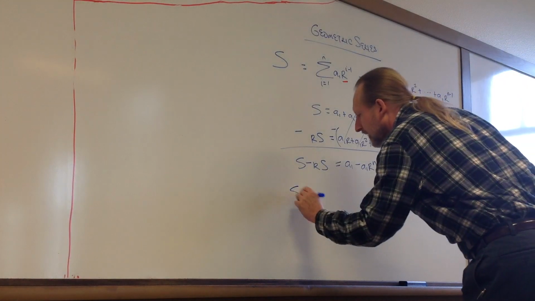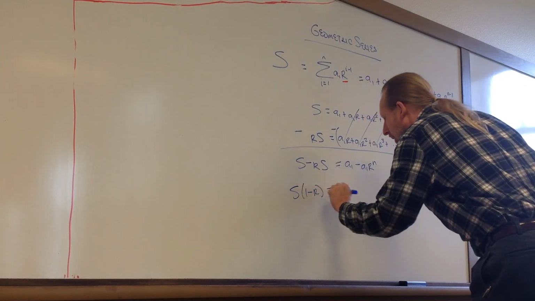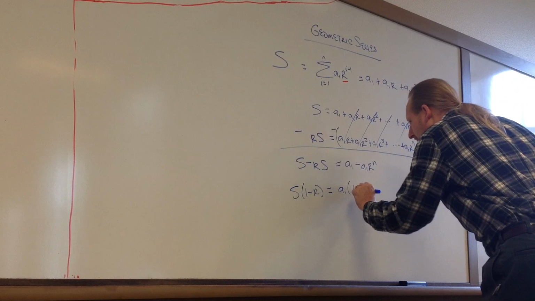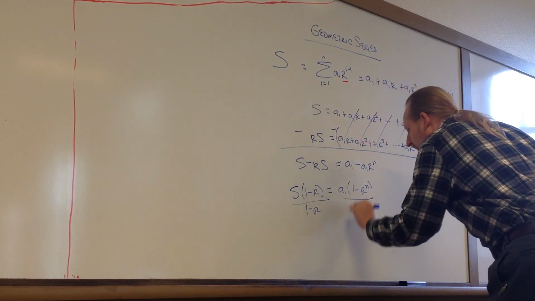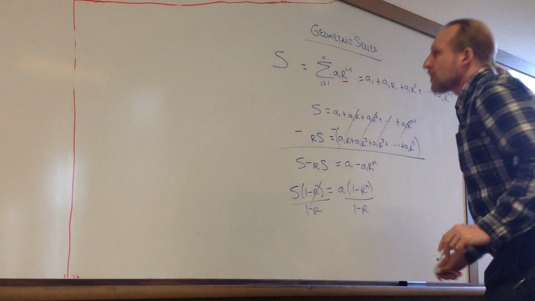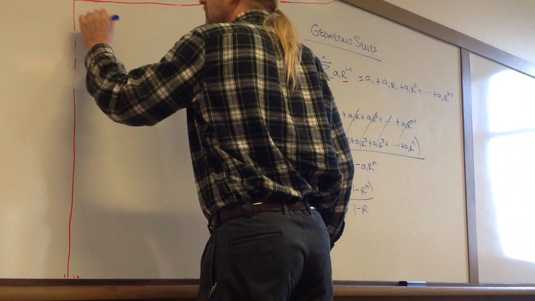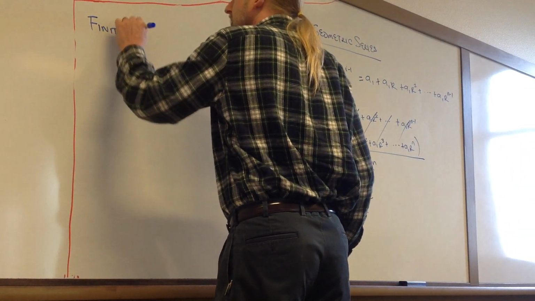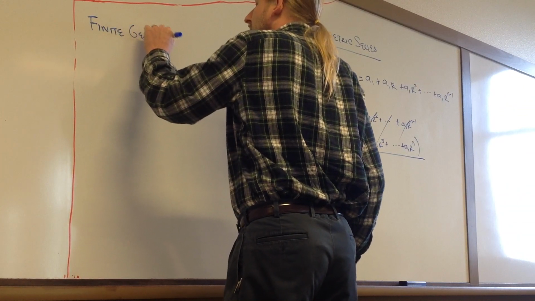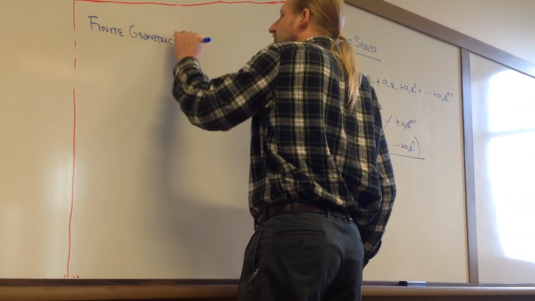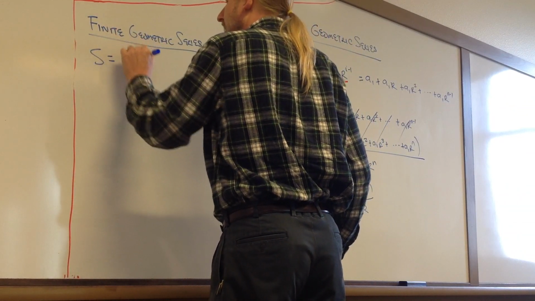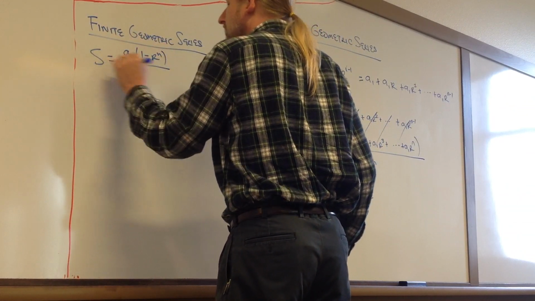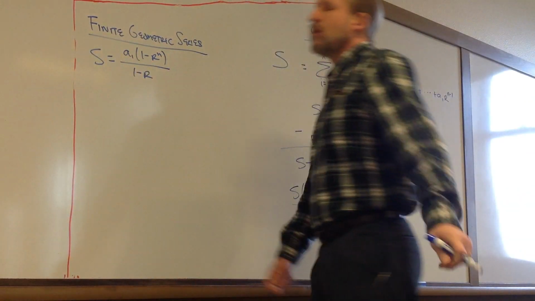So we factor out the s, and we can factor out the a1 as well, and then divide on both sides by 1 minus r. And so this says for a finite geometric series, the sum will be equal to a1 times 1 minus r to the n over 1 minus r.